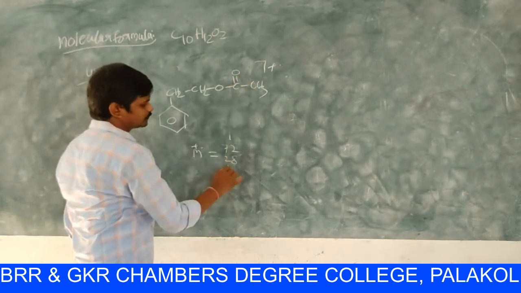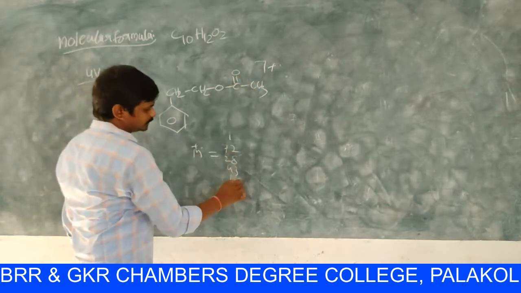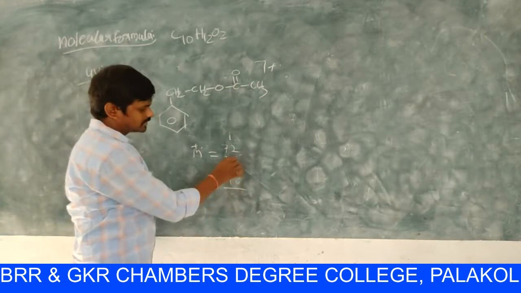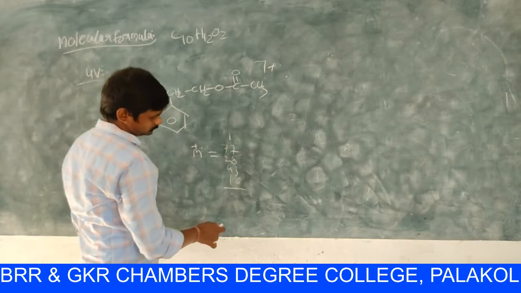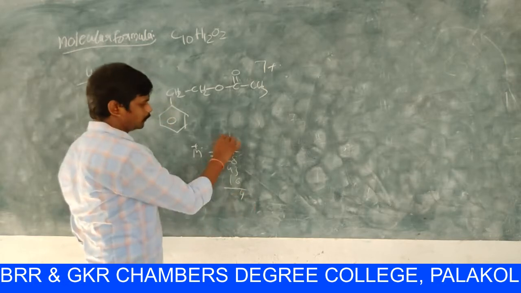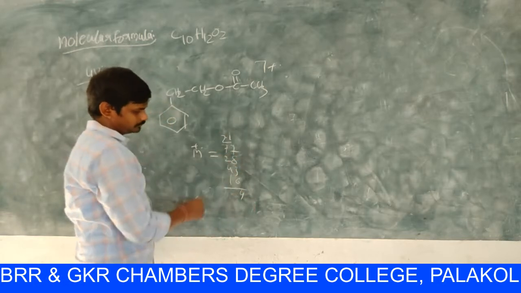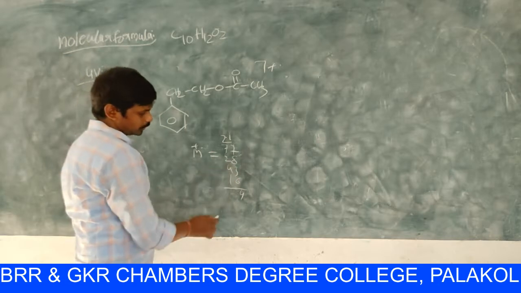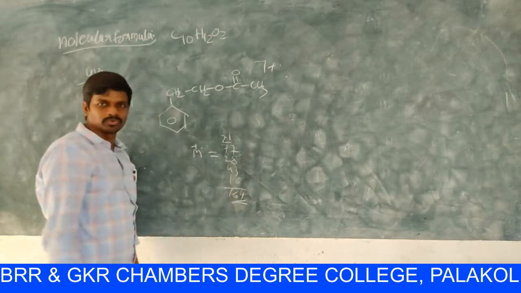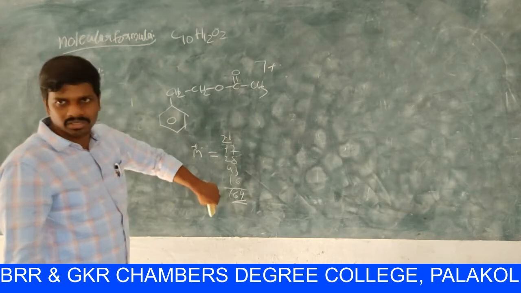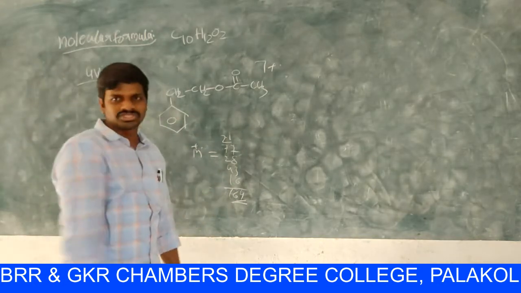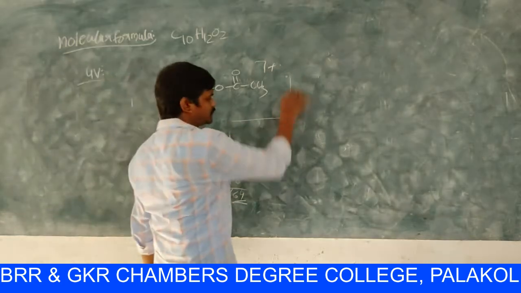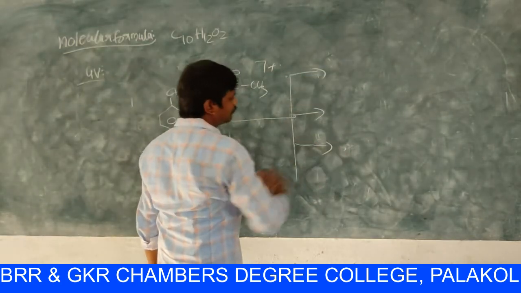C double bond O CH3 is 43 and oxygen is 16. So the total is 164. So the compound exhibits a molecular ion peak at 164. The molecular weight of this organic molecule is 164. Now it undergoes further fragmentation.